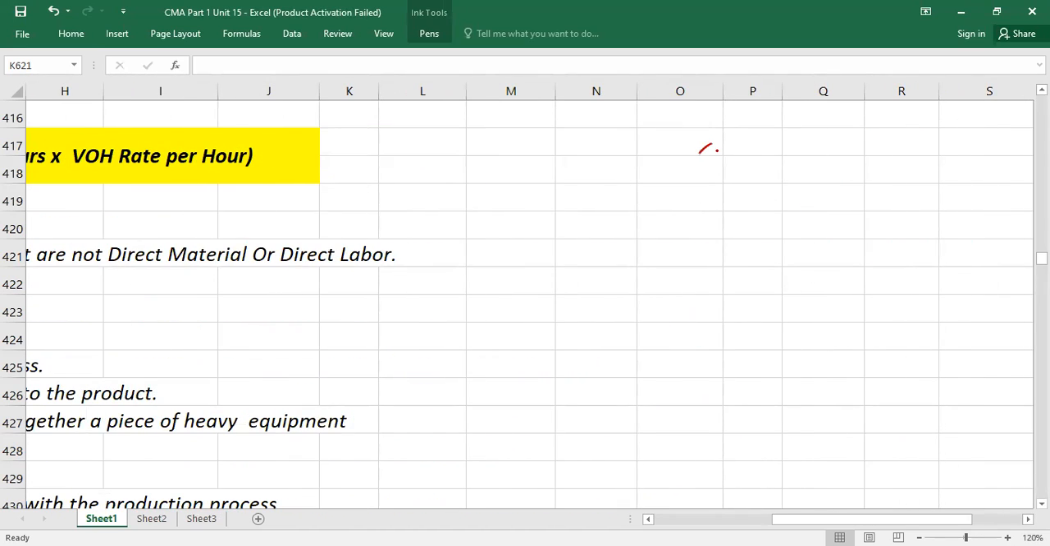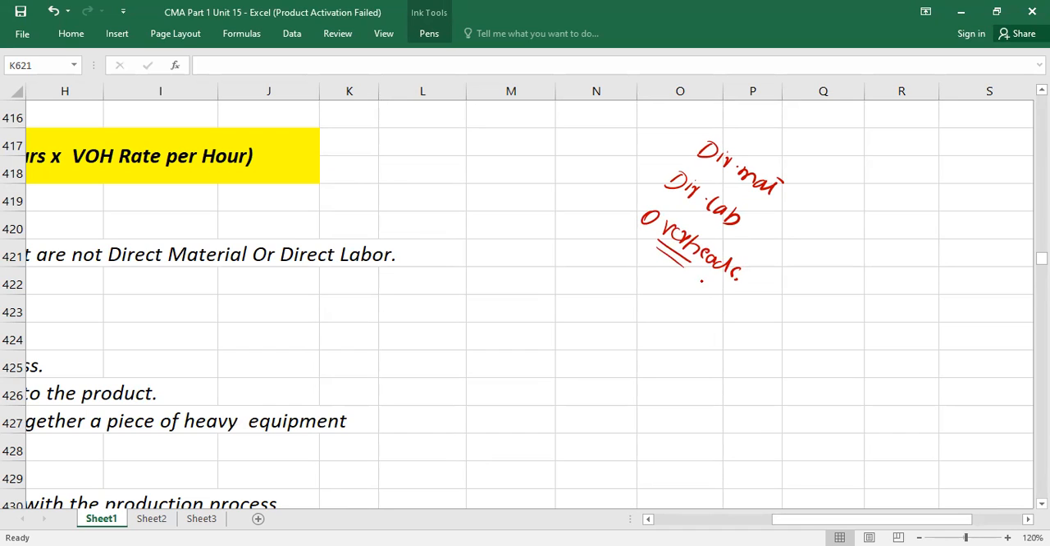You need the cost of direct material, you need the cost of direct labor, and you will incur these costs. And then the third thing is called what? The overheads. So this is our topic, because our topic is overhead.